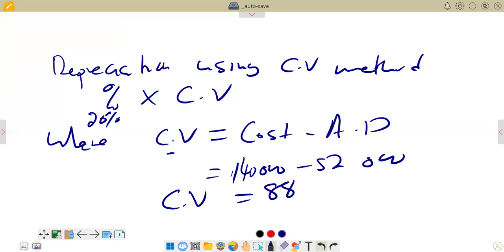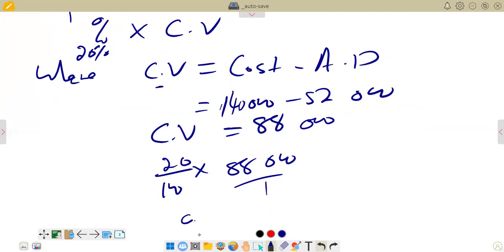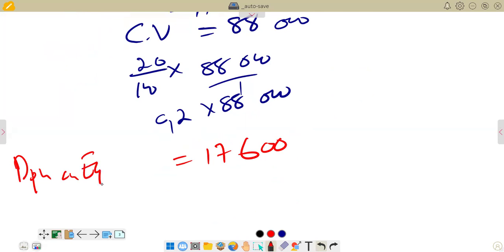Now to calculate the depreciation, remember it's 20%. We are now saying 20 over 100 times 88,000. You can express this in decimal form: 20 over 100 becomes 0.2 times 88,000. If you calculate that, you get 17,600. So this is our depreciation on equipment.